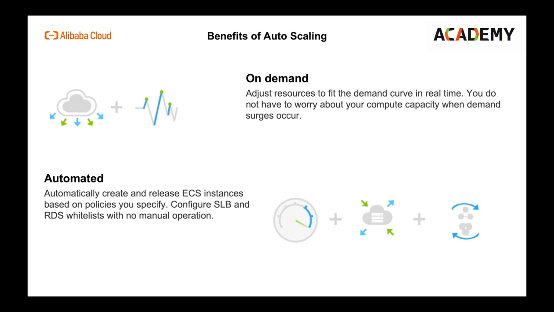So as servers are added, they automatically gain permissions to access RDS databases and automatically get registered with your Server Load Balancer. Similarly, when an instance is removed by autoscaling, it's removed from the RDS whitelist, and it is also deregistered from the Server Load Balancer. So it fully automates the process of scale out and scale in.